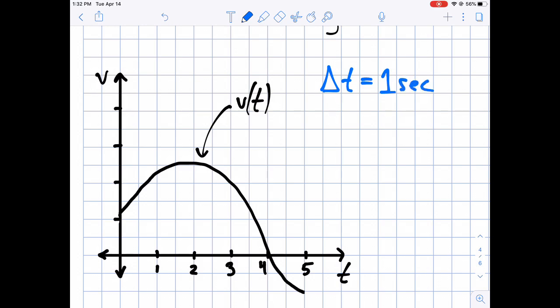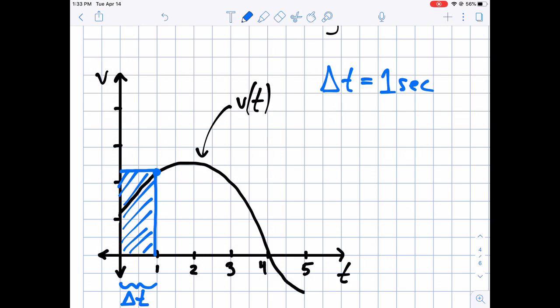Then what I can do is further assume that on each of those sub-intervals, so right here, if this is delta t, the velocity is constant. So if I go up to this point, and assume velocity is constant, then the displacement on that one interval of time is just the 1 second multiplied by the velocity at this point right there. And that's actually going to give us the area of this rectangle.